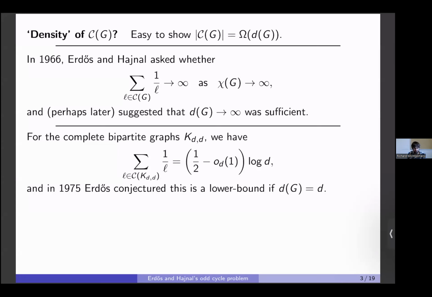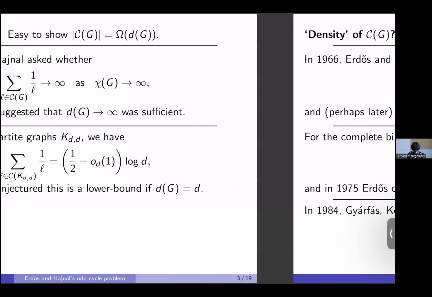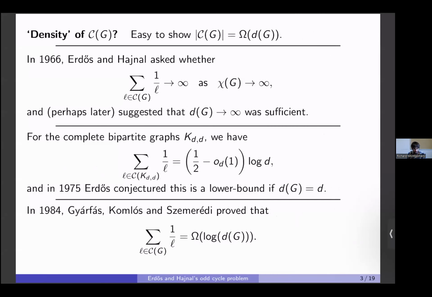And we do have some good progress on this problem already. In 1984, Alon, Krivelevich and Sudakov proved that you don't need a large chromatic number at all. All you need is a large average degree, and the sum of reciprocals will go to infinity. They even proved you get the right order, the right lower bound: the sum of reciprocals is at least linear in the logarithm of the average degree of the graph. And again, looking at the complete bipartite graph, that's the best order you can expect.